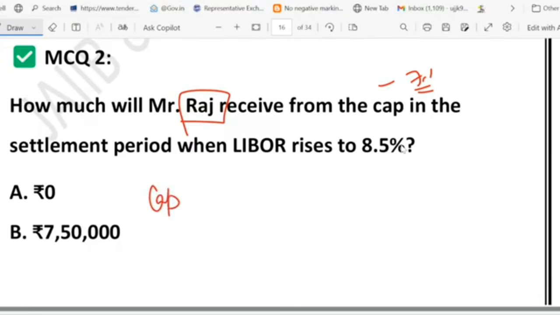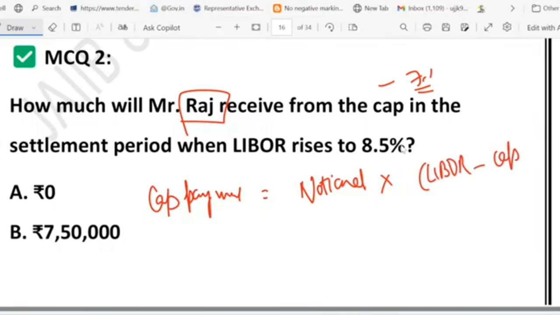And if you want to calculate the cap payment, this question is most frequently asked. Remember the formula. Just take the notional value, multiply it by the LIBOR minus the cap rate, multiply it by days and divide it by 360, because to convert days into a year, we divide by 360.